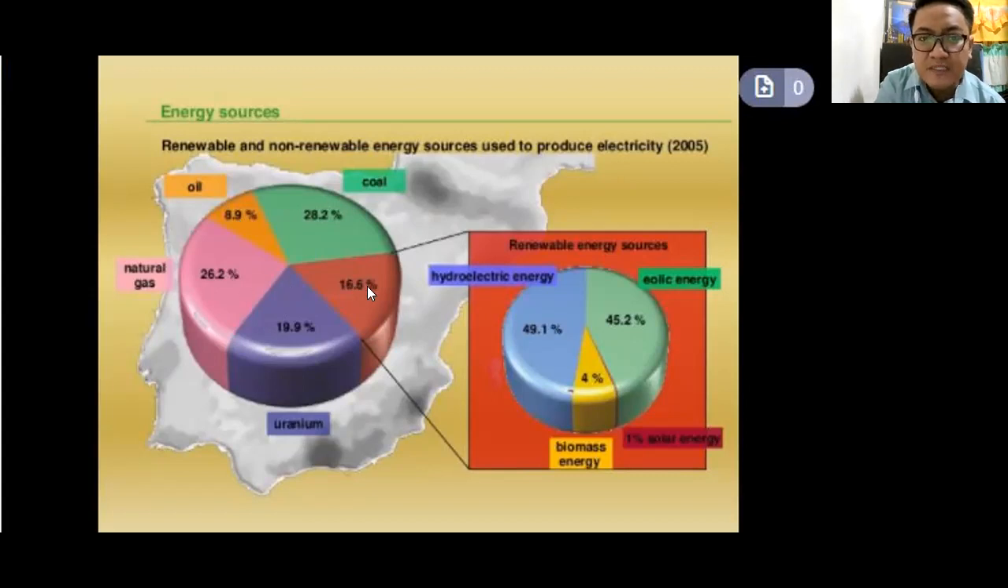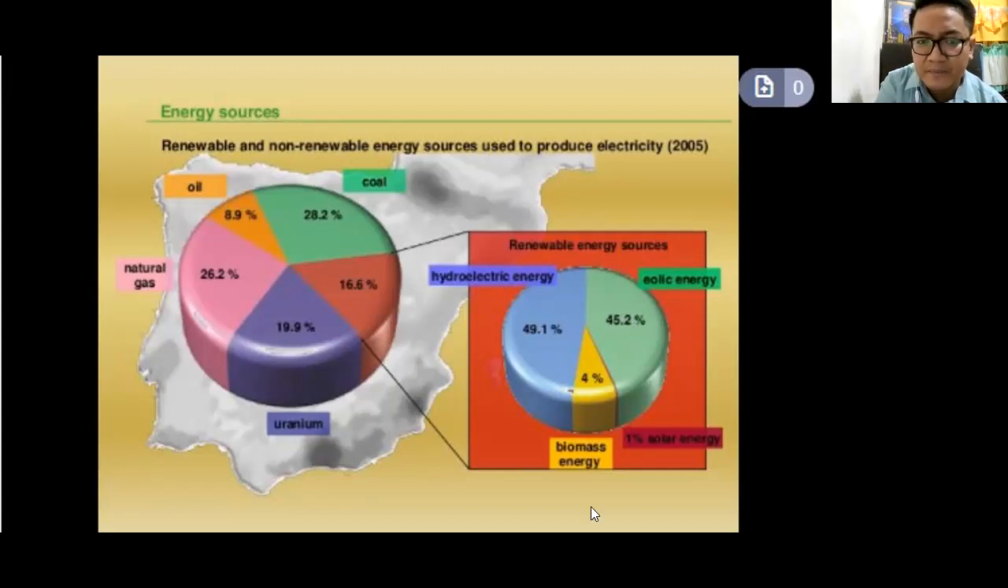Yung 16.6 po, ito po si renewable energy. At nahati po siya sa different percentage pa rin po. Si hydroelectric power, we have 49.1%. Si aeolic or solar system or solar energy has 45.2%. And biomass energy, 4%. And a little of solar energy, 1%.